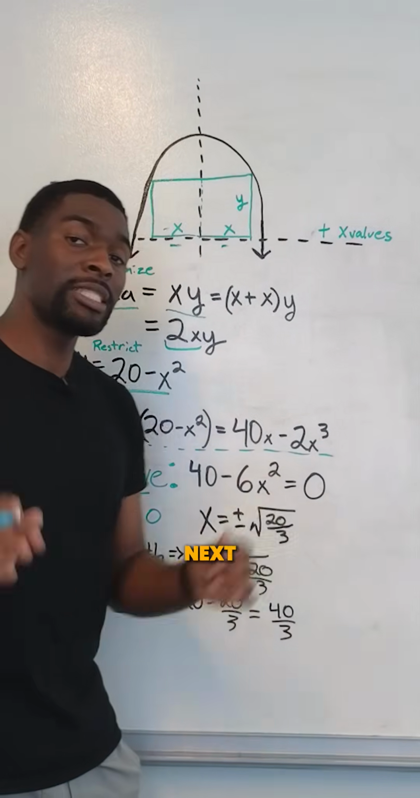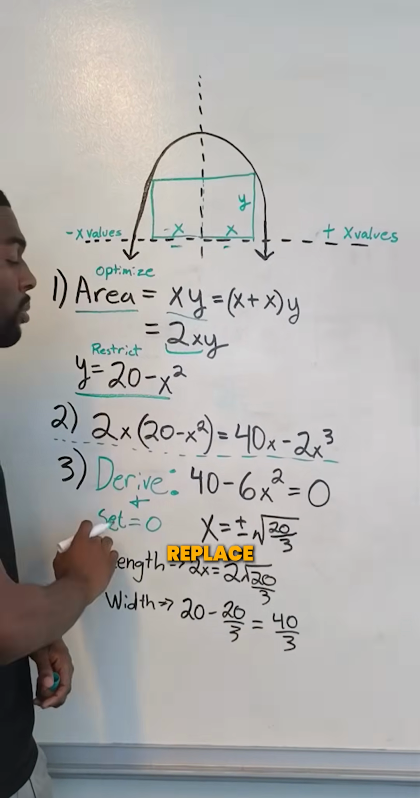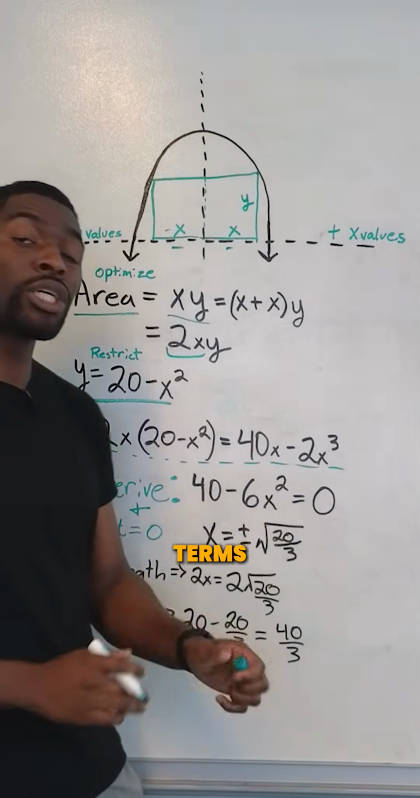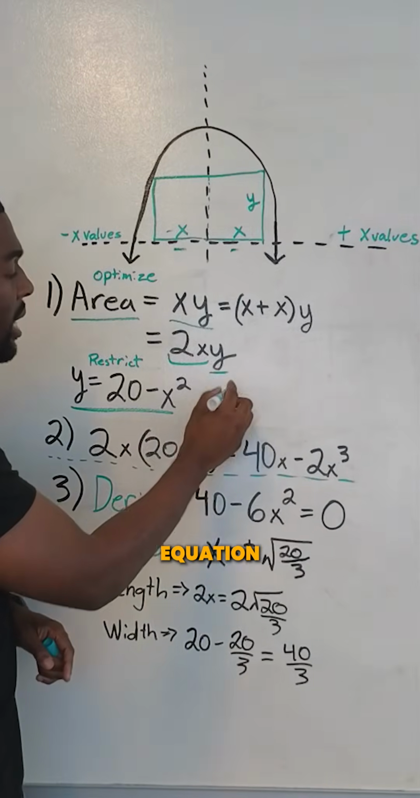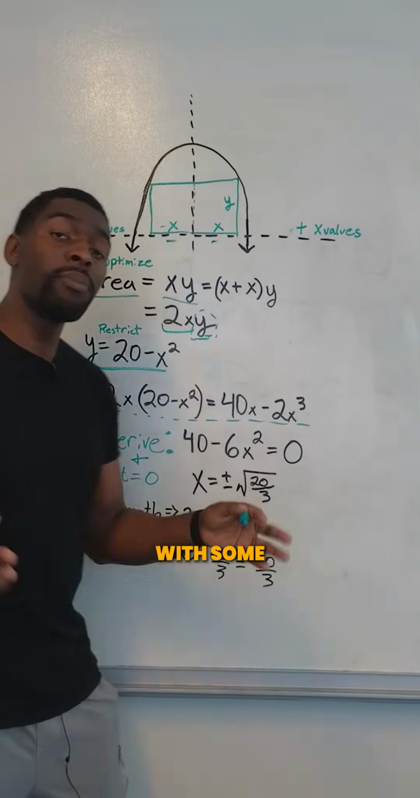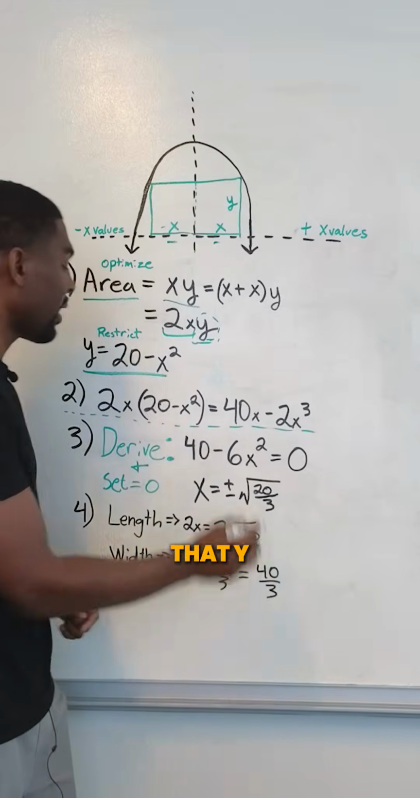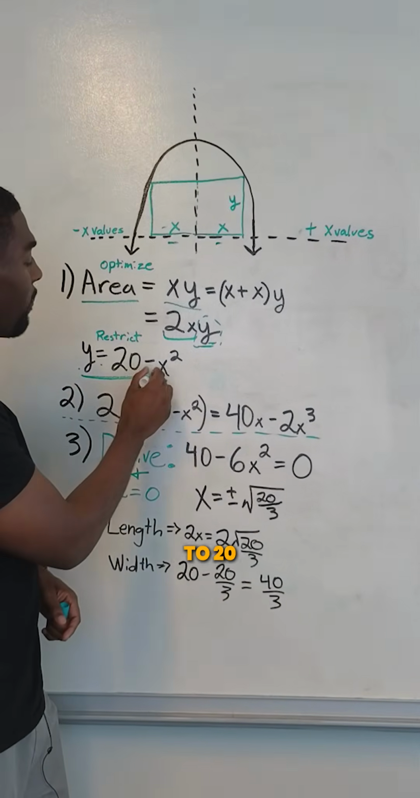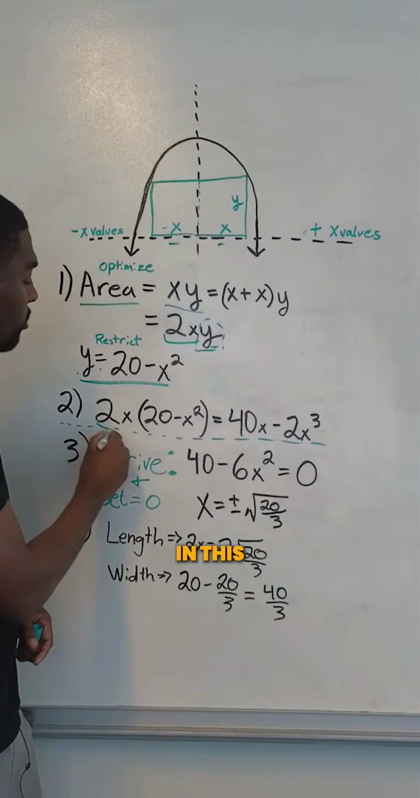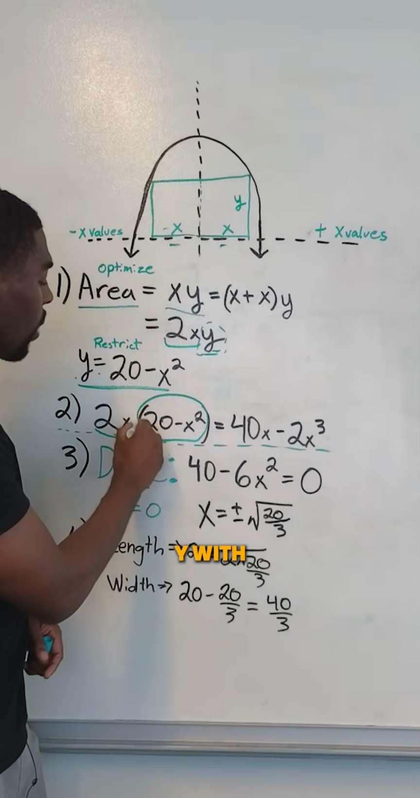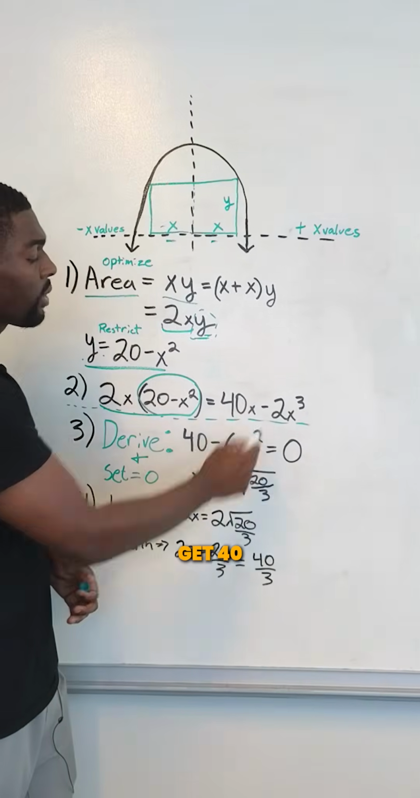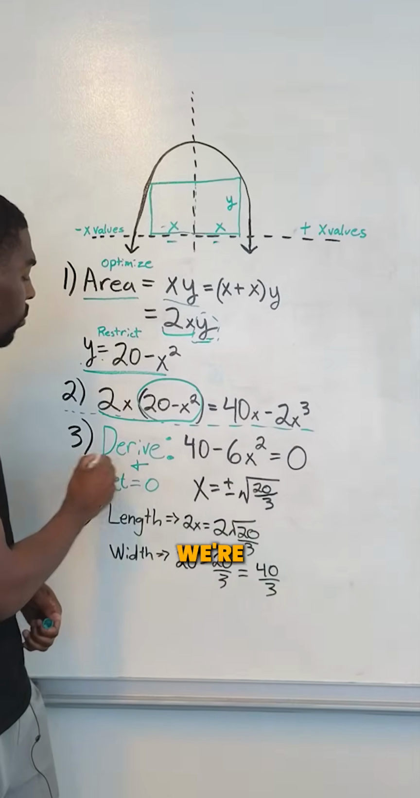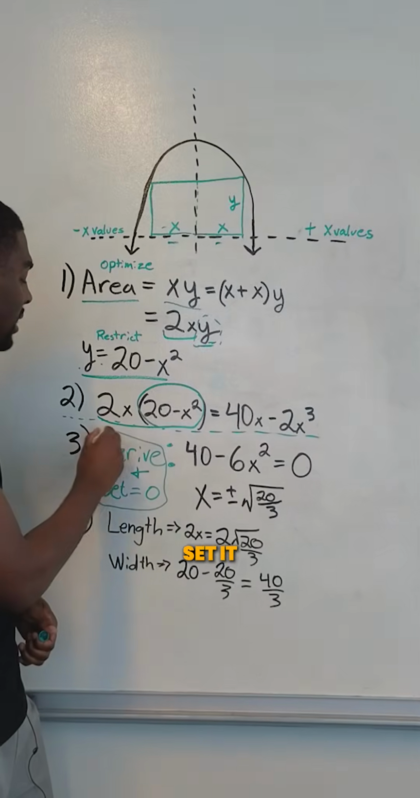After that point, our next step is to replace our optimization equation in terms of one variable. So we're going to take this 2x times y equation and replace that y with some version of x. It so happens that y is equal to 20 minus x squared. Now we've replaced y with 20 minus x squared, and we're going to simplify that to get 40x minus 2x cubed, and then we're going to take that derivative and set it equal to 0.